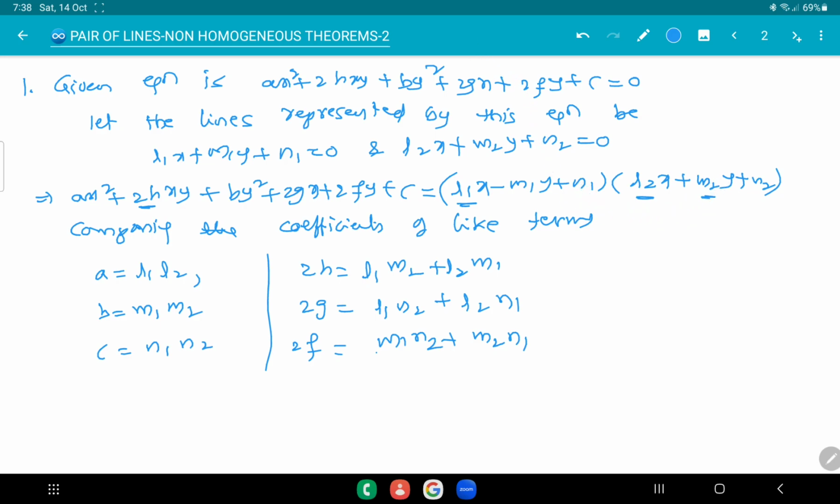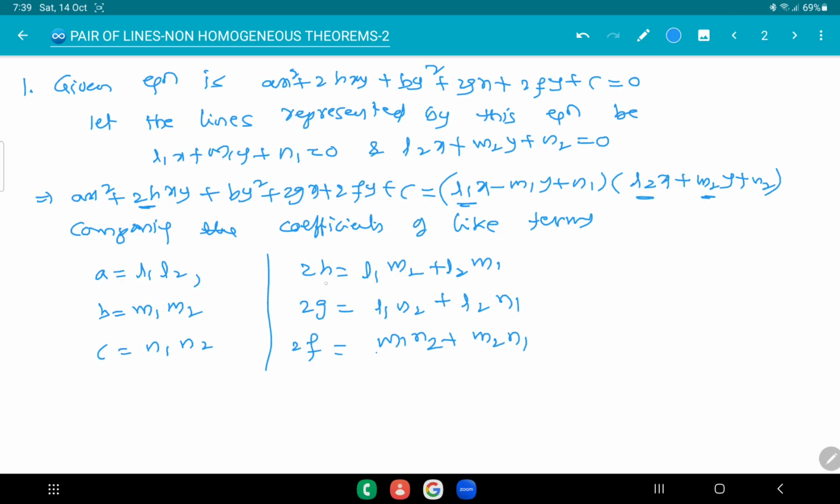Yes, sir. Now we are going to the actual theorem. Now what we need to show, two conditions are there. The first is abc plus 2fgh minus af square minus bg square minus ch square. For that, I am considering 8fgh, which can be written as the product of 2h, 2g, 2f. Understood? What is 2h? Just now we know that 2h is L1 M2 plus L2 M1.